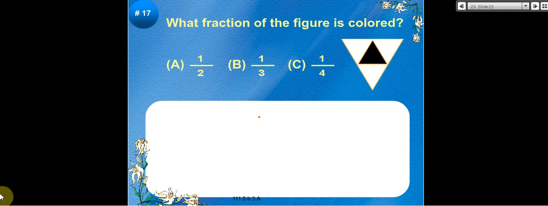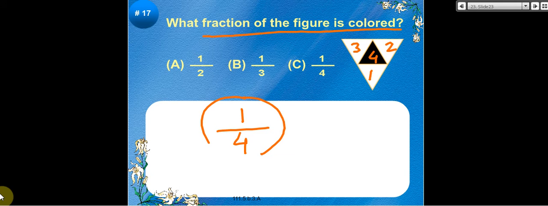Here is a complicated question. Which fraction of the figure is colored? First of all, we need to see how many parts we have in this picture. Let's count 1, 2, 3, and 4. Do you see any other part? I don't think so. So there are 4 parts, and out of 4, 1 is shaded. Which option is correct? Option C.